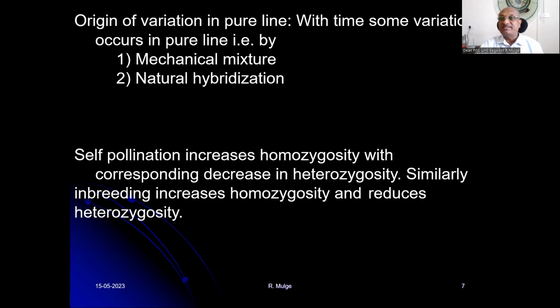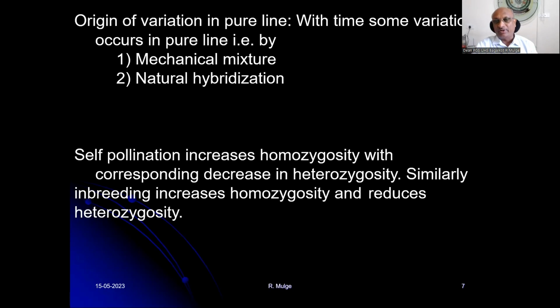Now, the origin of variation in the pure line selection: where does the variation come from? With time, the variation comes. How does it come with time? It is mechanical mixture. Some mixtures mechanically come. Or natural hybridization, which is very rare.